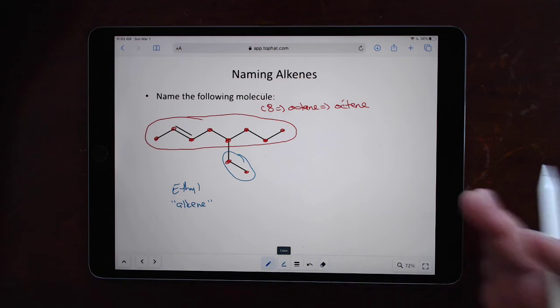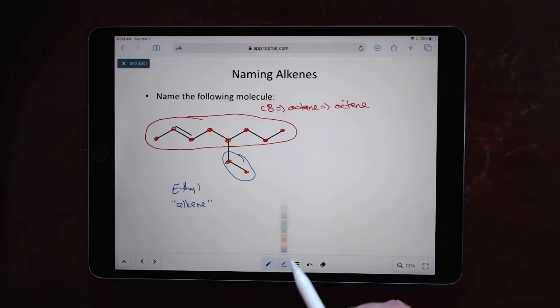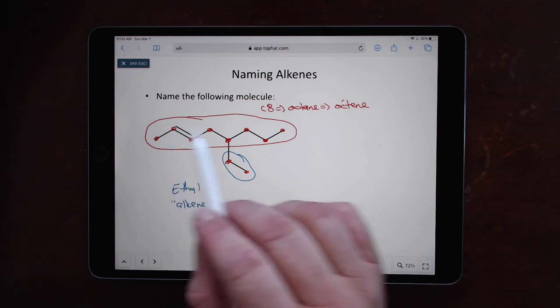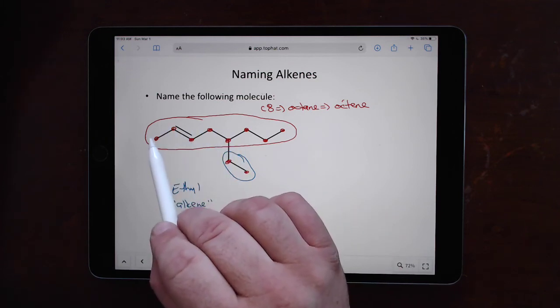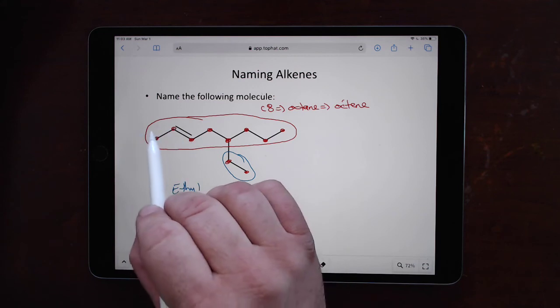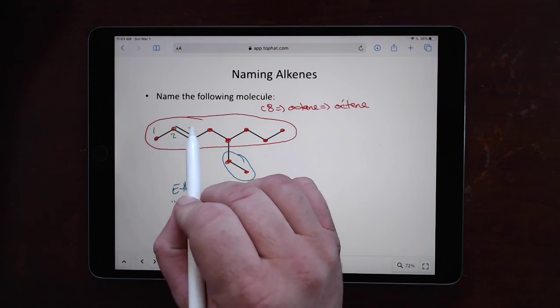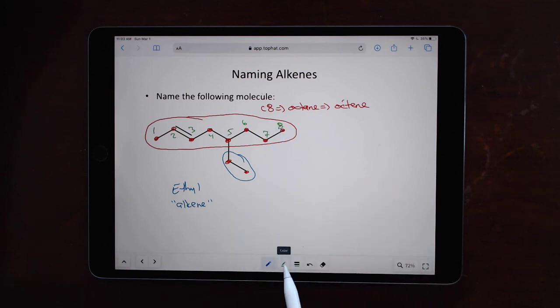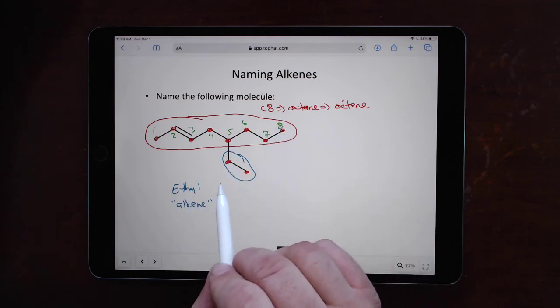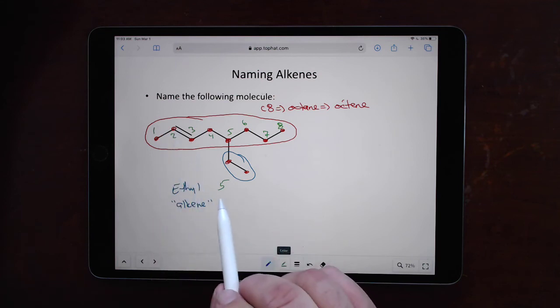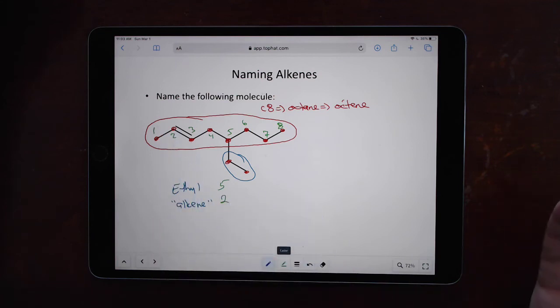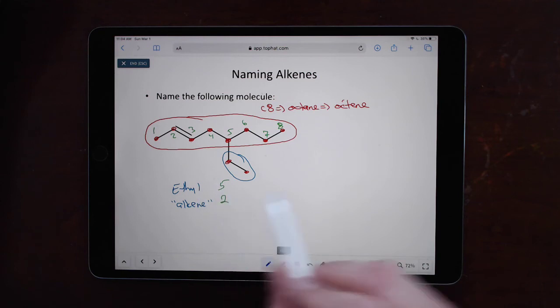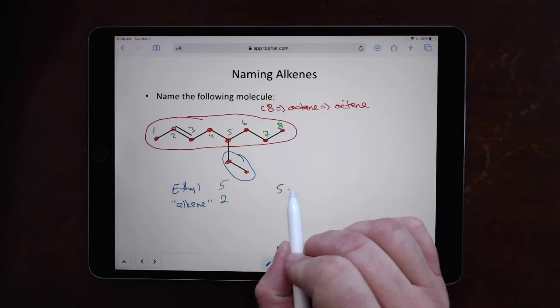Okay, and so with the numbering, this end here is closer to where the alkene starts, and so that's going to be carbon 1. So 2, 3, 4, 5, 6, 7, 8. Okay, so the ethyl's hanging off at carbon 5, and the alkene starts at carbon 2. So if it starts at carbon 2, the assumption is the other end of the double bond is going to be carbon 3.